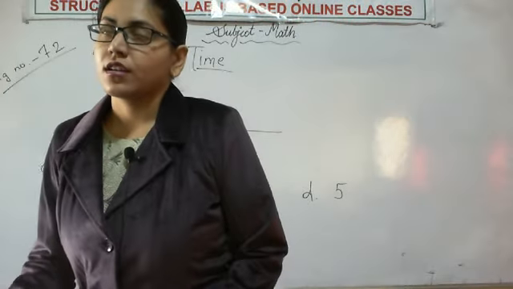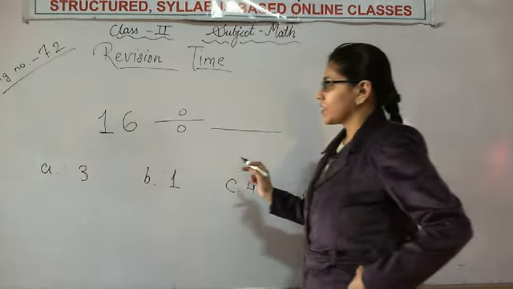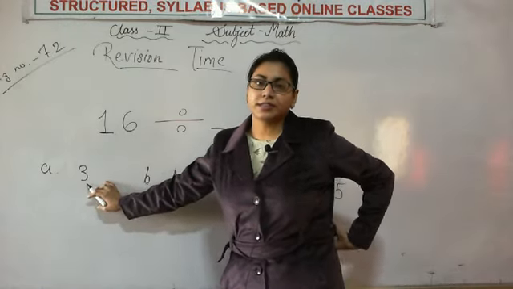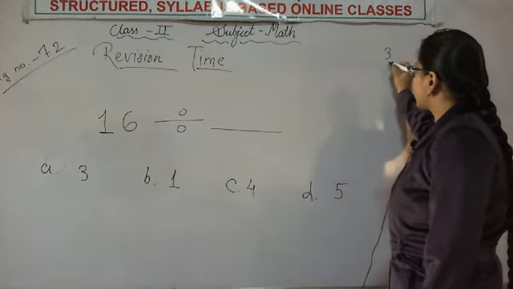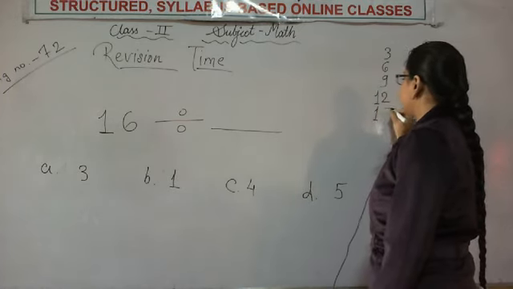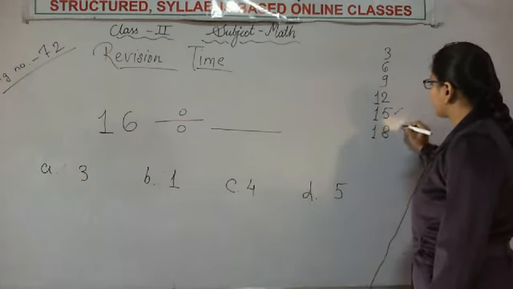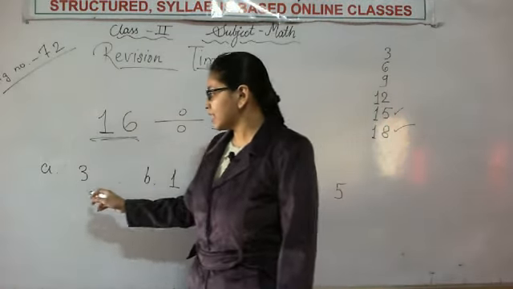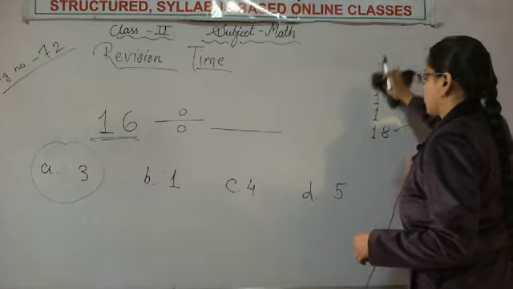Now we don't know which table we should use. So let's check by the options. Recite the table of 3. Check whether 16 comes in the table of 3 or not. All of you recite the table of 3. 3 ones are 3, 3 twos are 6, 3 threes are 9, 3 fours are 12, 3 fives are 15, 3 sixes are 18. After 15 we got 18. But we want 16, means this will not be our option. Let's check for the next option.